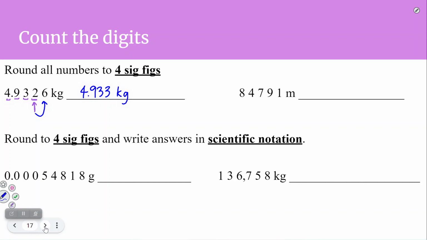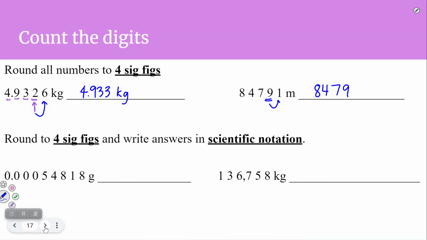Let's look at this next one. We want to round this to 4 significant figures. So 4th significant figure is here at the 9. Neighbor is a 1. So that means that 9 is going to do what? Stay or go up? Yes, it's going to stay as a 9. So we're going to say 8, 4, 7, 9.